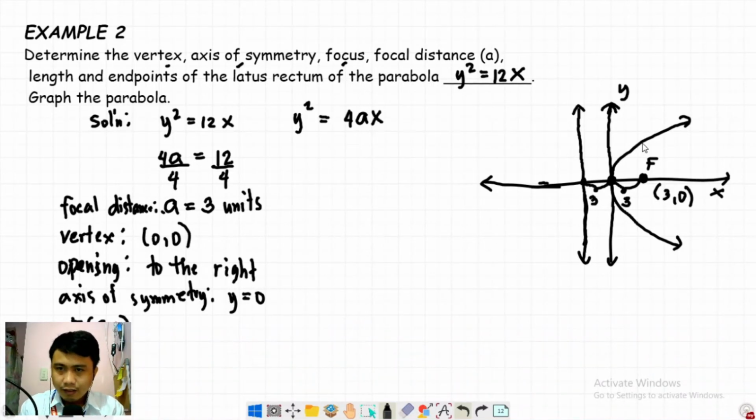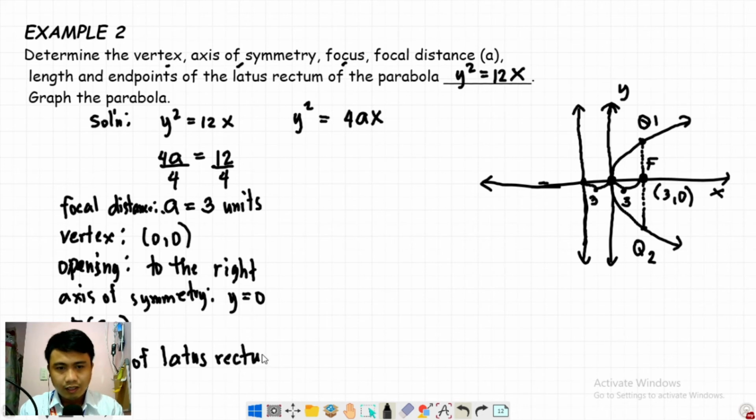So length, okay, length ng ating, ito yung ating latus rectum. Let ko na lang to as our Q1. Naman ang ating Q2. Q1, that's the first endpoint. And Q2 is the second endpoint. And this is our latus rectum. So yung formula again for the length of latus rectum. Length of latus rectum. That is 4A. So 4A. So we have 4 times 3.